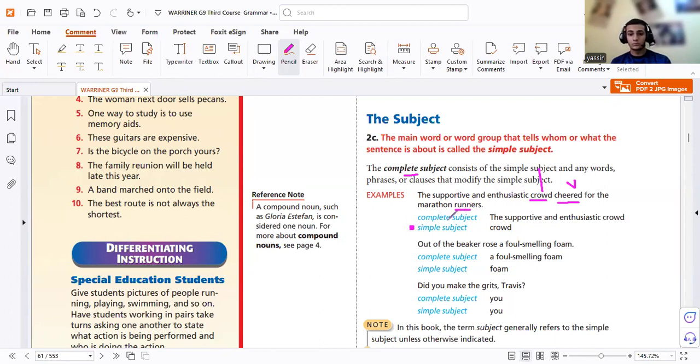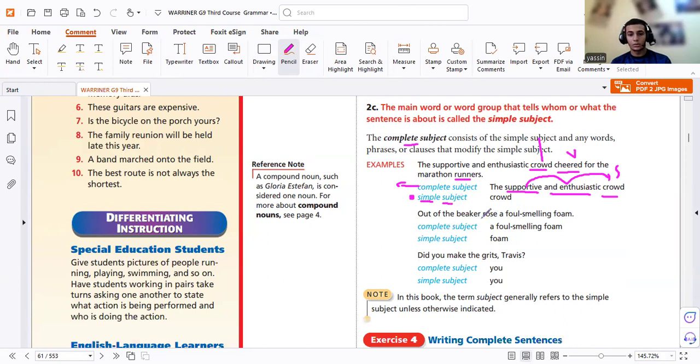So how about the complete subject? It means information related to the subject. So supportive and enthusiastic was for the crowd, not the runners. That's what we call the complete subject. Here we need the simple subject. In the test, I need only simple subjects.